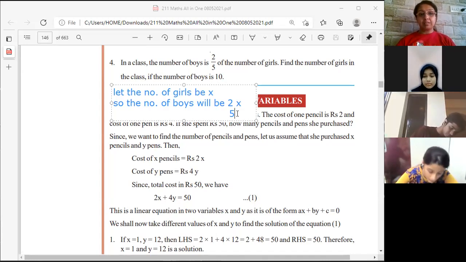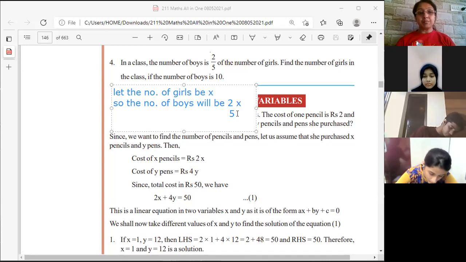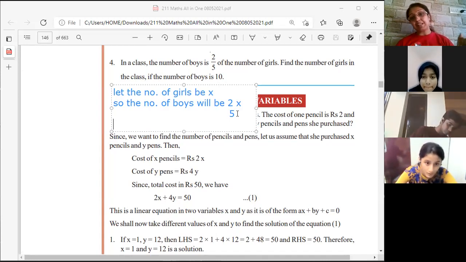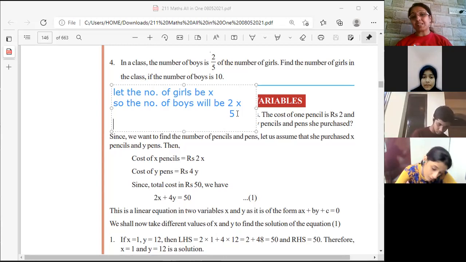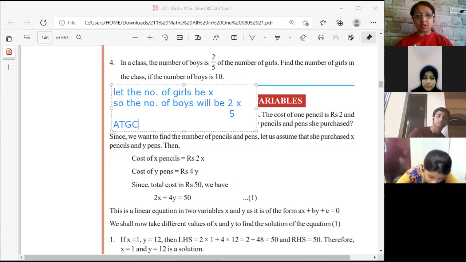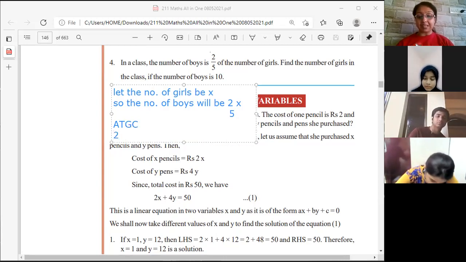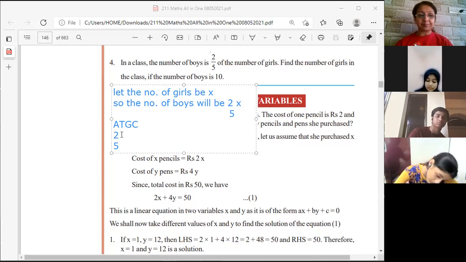Now can we go to the condition? Find the number of girls. That means we have to find the number of X in the class if the number of boys is 10. That means if 2 by 5 of X is 10, then we have to find the number of girls. So they have given us a condition, so we will write according to the given condition. What they have given us is 2 by 5 of X is equal to 10. Do you agree, beta?